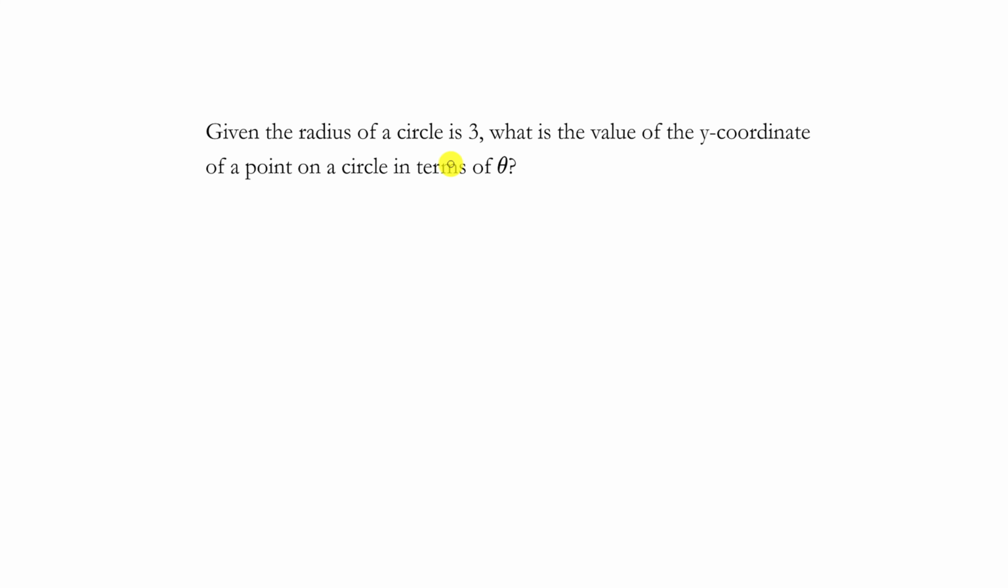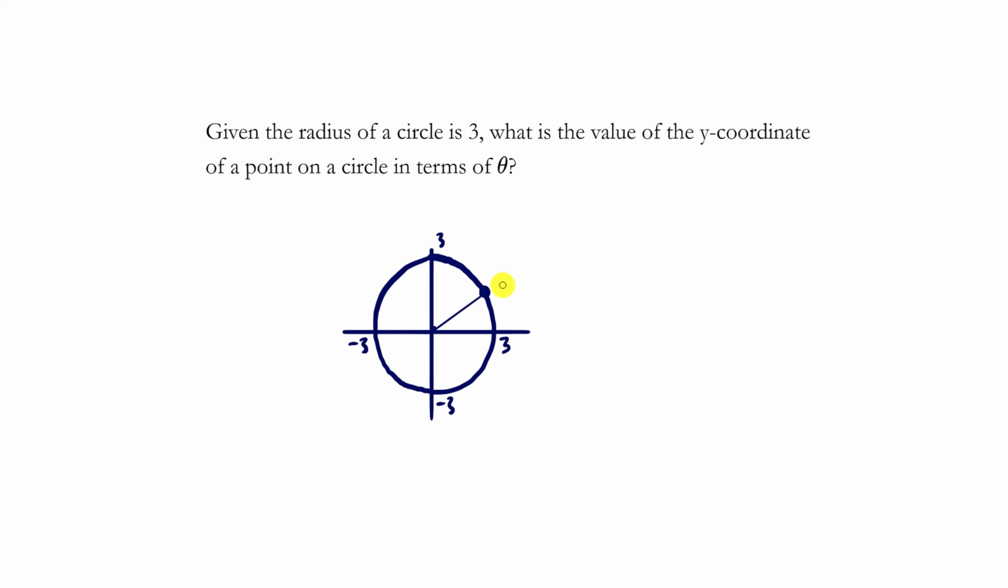Given the radius of a circle is 3, what is the y-coordinate of a point on a circle in terms of theta? So let's draw a circle. Approximate circle with a radius of 3. So this is positive 3 and this is negative 3. So let's draw a nice random point over here, and we're trying to figure out the x and y coordinates. We're going to specifically focus on the y value, which is this height here.